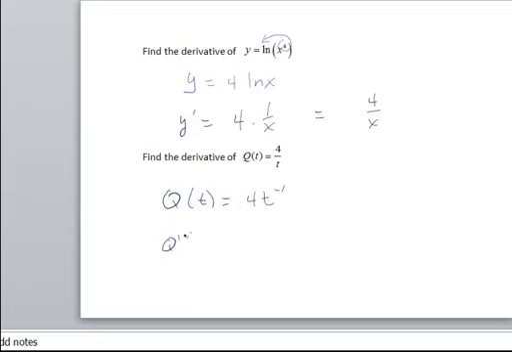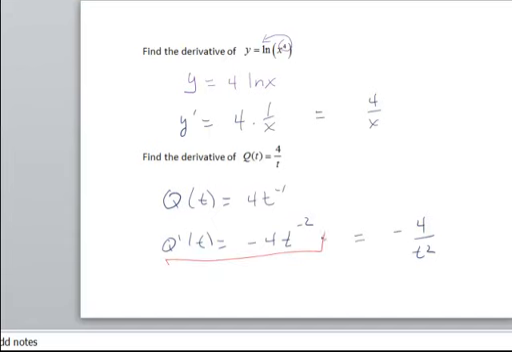So q prime of t is going to be equal to negative 4t to the negative 2. And I'm happy with you leaving your answer that way. If you prefer, you can rewrite it as negative 4 over t squared. But again, I'm happy right here too.